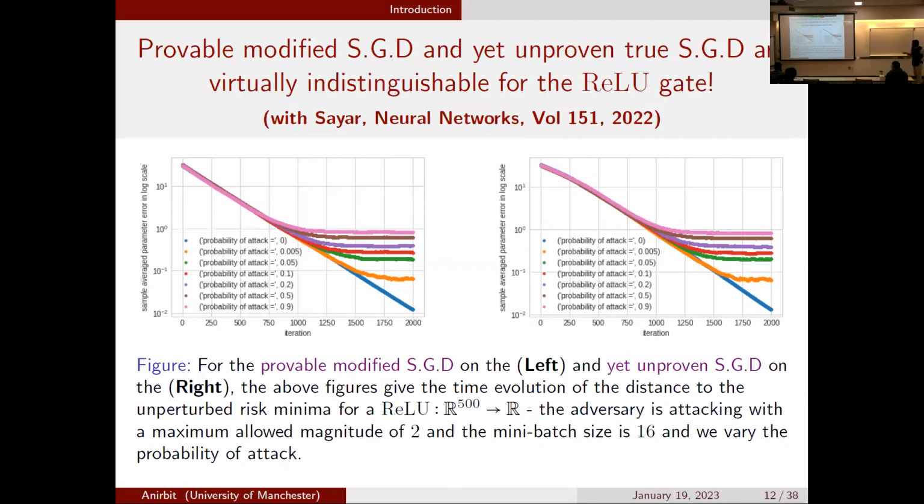And this kind of a picture remains essentially invariant if you look at it from the other point of view, where now I'm essentially fixing the probability of attack, but varying the magnitude of attack. Even then, it's essentially the same picture. Blue is the no attack. You can see that no matter what the value of the attack is, the behavior of SGD and our modification is nearly the same.